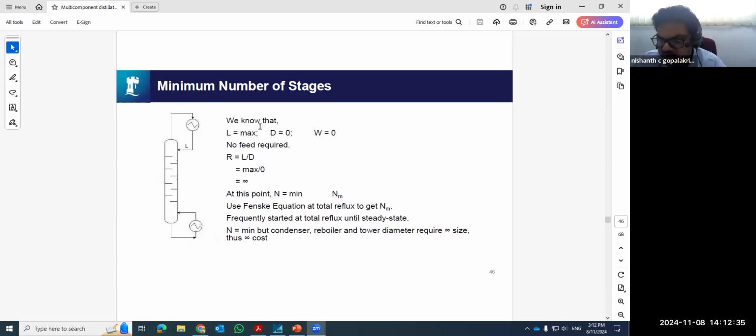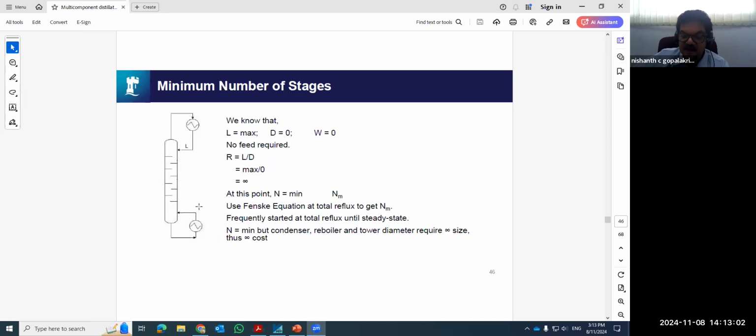Now, as I mentioned earlier, the way we perform a distillation column calculation is we need to estimate the number of stages and also the reflux we wanted to use. But before we perform those calculations, the first thing we need to know is what are the limits. So that means what's the minimum number of stages that we need? Similarly, what's the minimum reflux we wanted to use?